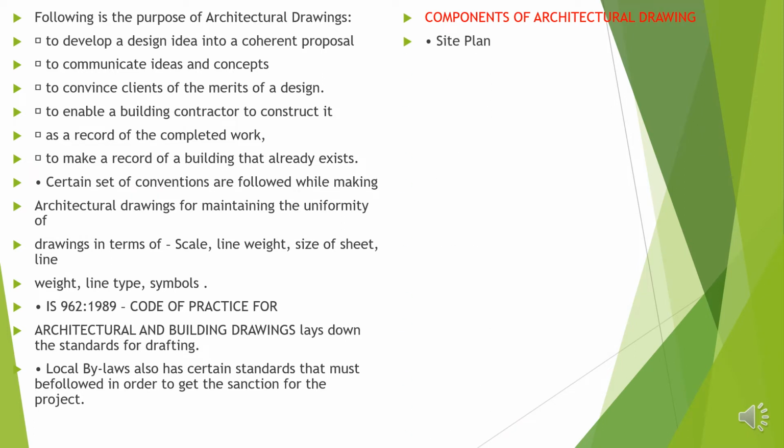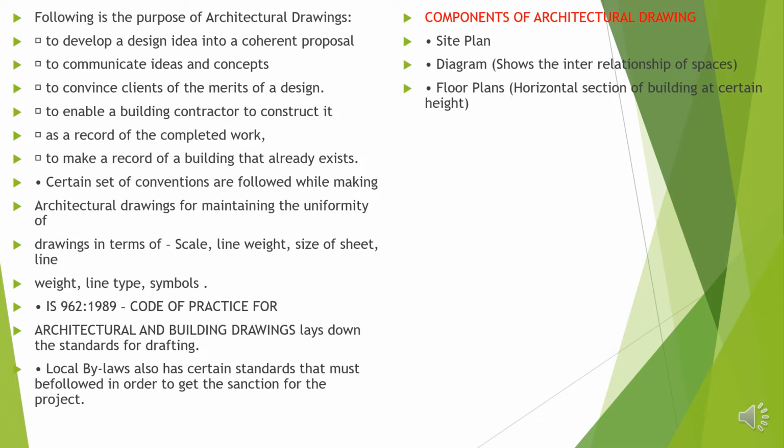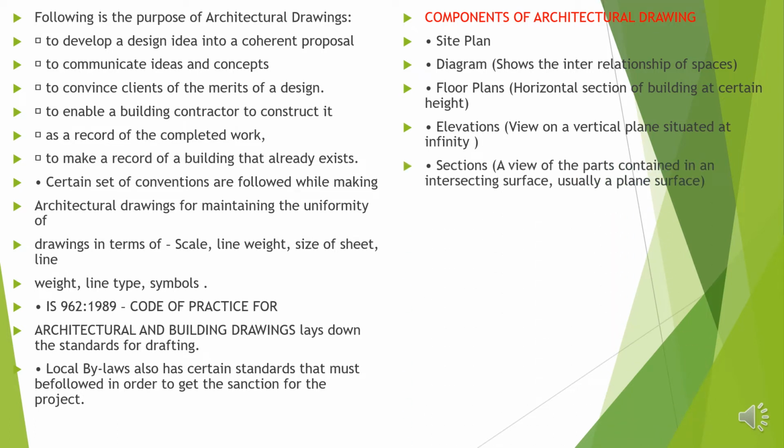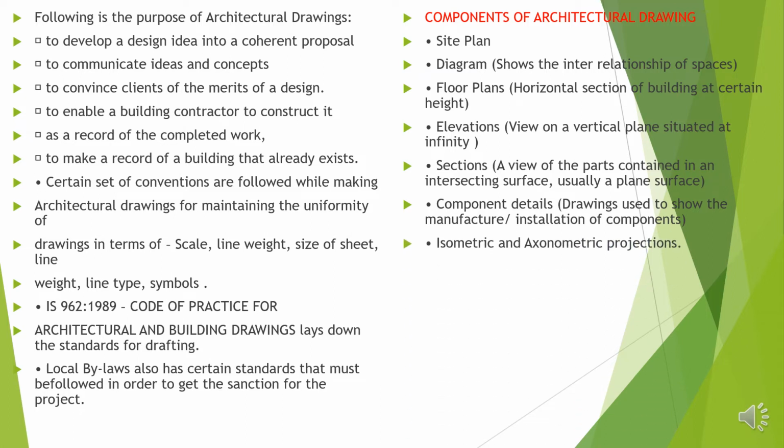Components of the architectural drawing. It consists of a site plan; a diagram known as the interrelation of spaces; floor plans; elevation, which can give you an idea of how the building is going to look from all four directions; section, a view of the part contained in the intersecting surfaces; component details such as brick components, their thickness, doors, windows, CP fittings and other details; isometric and other details; and perspective views.